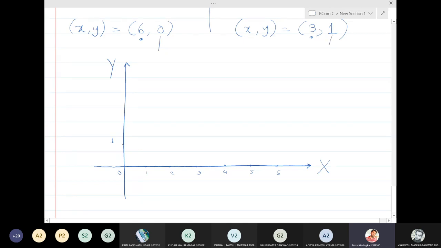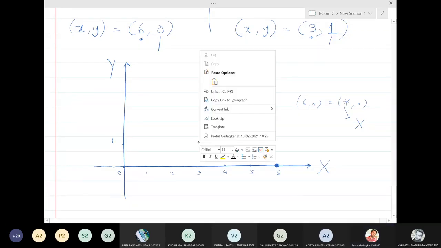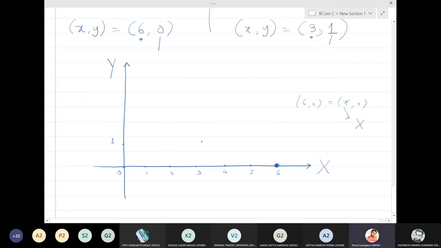Let us plot the first point. The first point is 6 comma 0. Any point of the form star comma 0 is always on the x-axis. So 6 comma 0 is a point on the x-axis. This is 6 comma 0. And the next is 3 comma 1. 3 comma 1 is here, because x is 3 and y is 1.